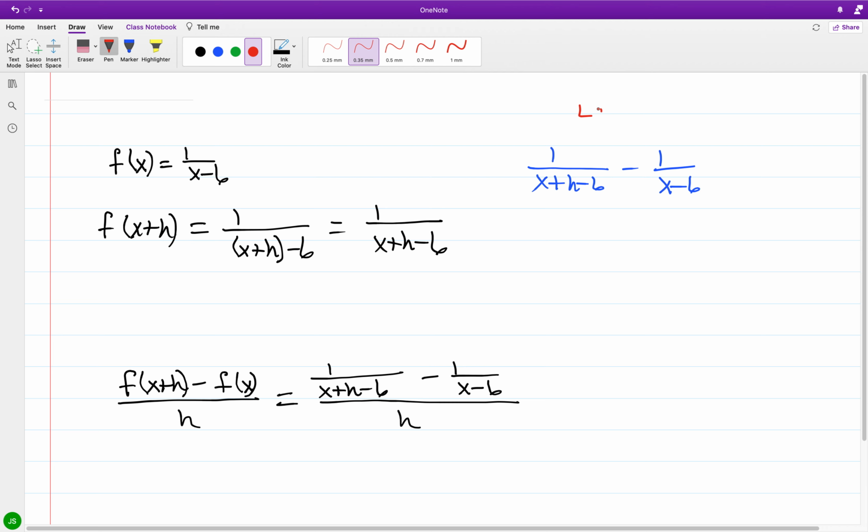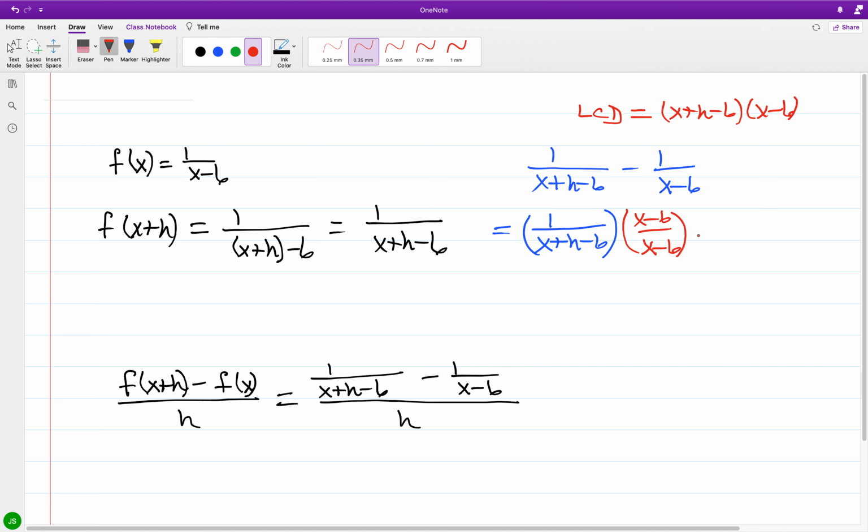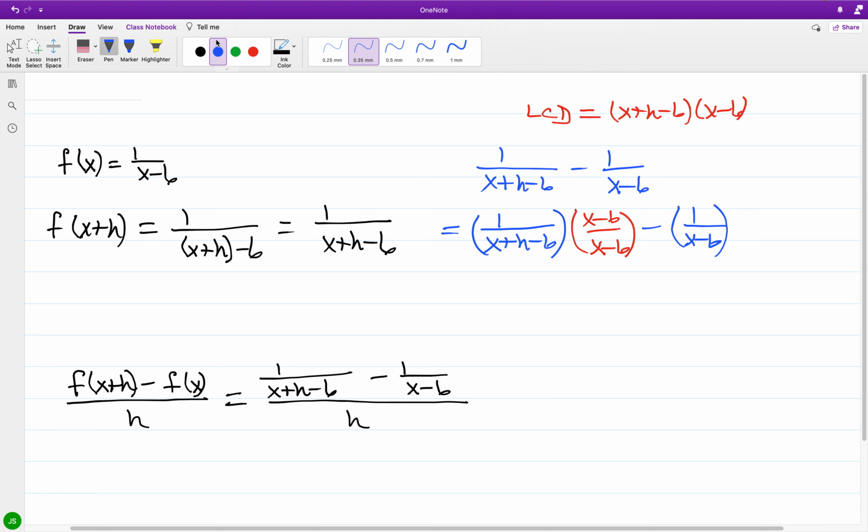And if I combine these together, now the least common denominator, we have x plus h minus 6, quantity times the quantity of x minus 6. So we have in the first ratio, we have 1 over x plus h minus 6, multiplied by 1 in the form of the missing factor, x minus 6, divided by itself. And we have minus, okay, we have 1 over x minus 6. And from the least common denominator, we have the x minus 6, but we are missing the x plus h minus 6.